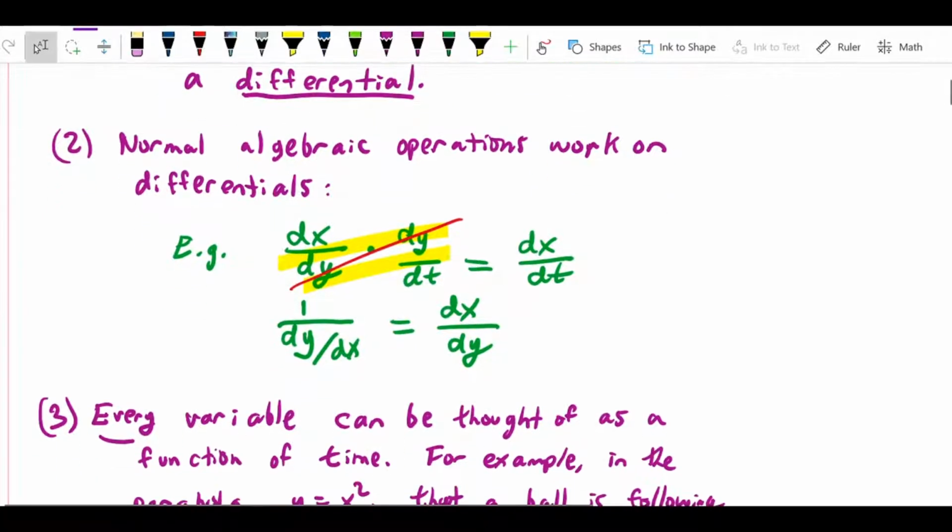The other thing, as I mentioned, you're saying, wait a minute, isn't it dy over dx? If I put 1 over dy over dx, in other words, the reciprocal of dy over dx, I get dx over dy. Completely valid operation that you can perform with differentials.